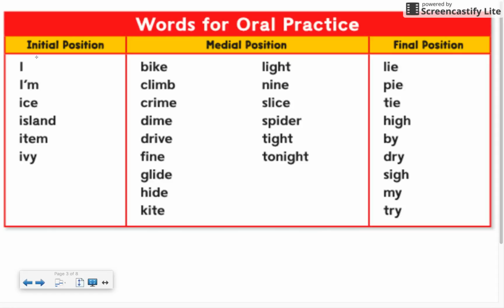You can find it in the initial position, that's the beginning of the word, like in ice and island. You can also find it in the medial position, which is in the middle. Think middle, like in climb and 9 and tight. You can also find it in the final or ending position, like in I and high and dry.